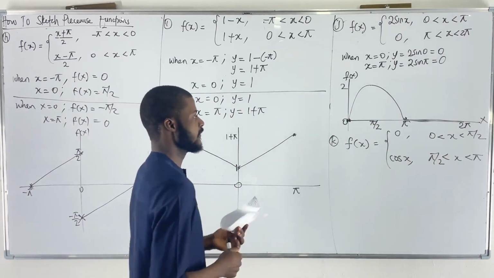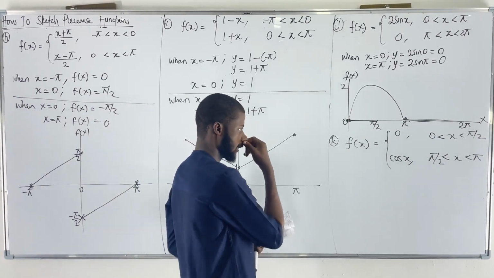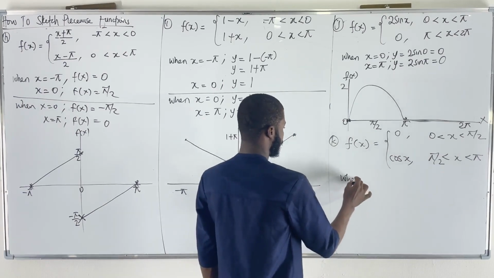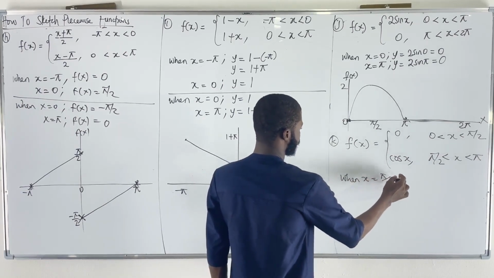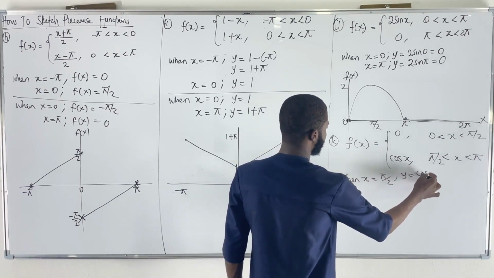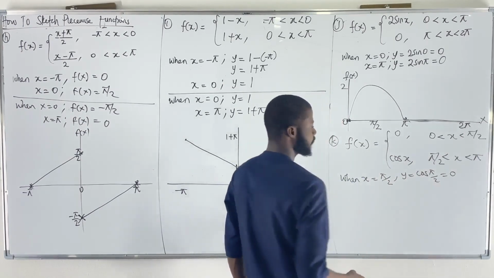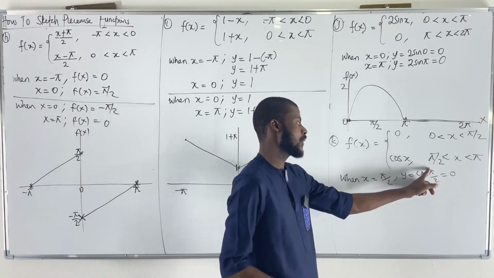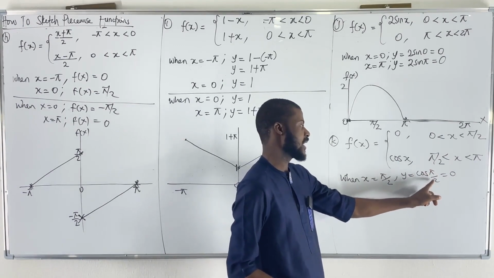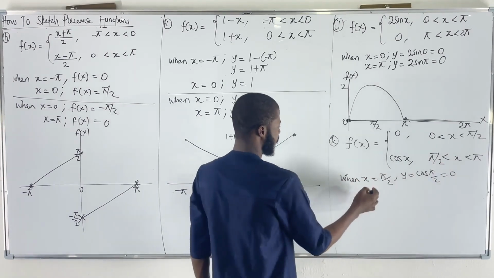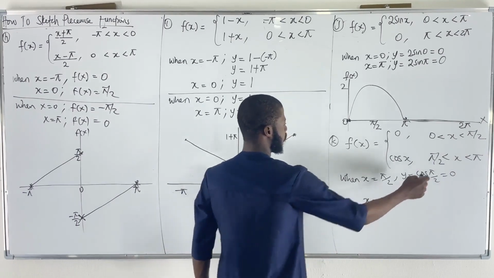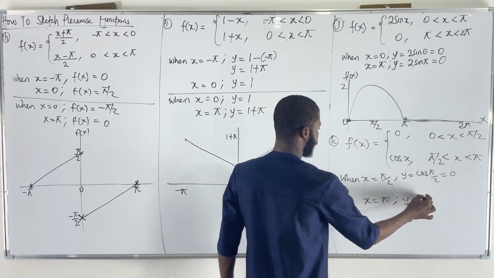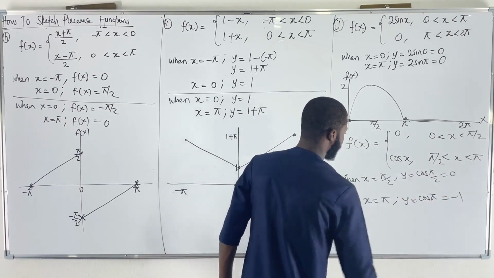Now for this one, let's deal with our cosine. So when x is equal to pi over 2, what is the cosine of pi over 2? Cos pi over 2 is equal to 0. Cos 90, you can check this in your calculator. Cos 90 is 0. Pi is 180, and 180 over 2 is 90. So the next one, when x is pi, because we're only dealing with this one, y will become cos pi, which is equal to minus 1.